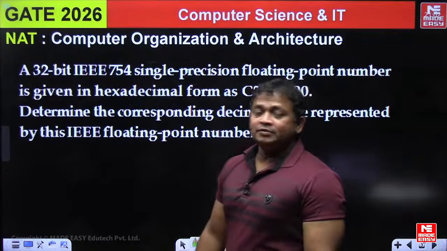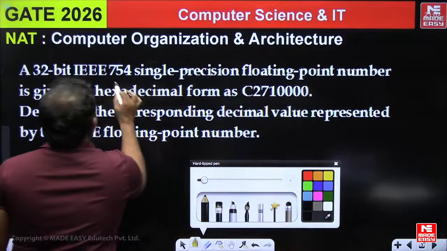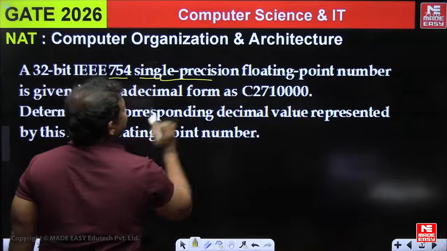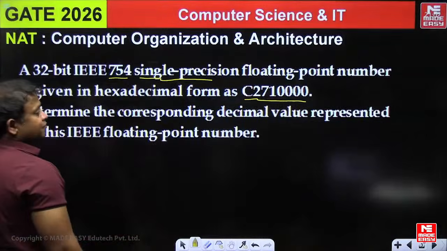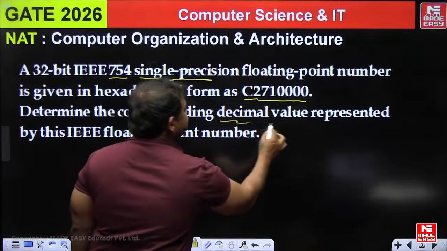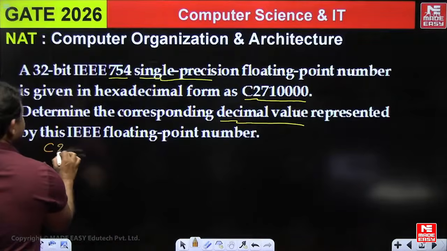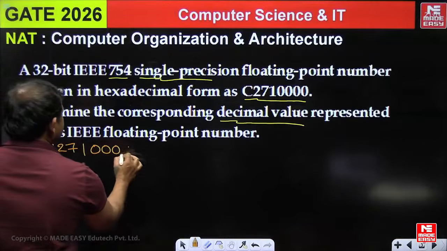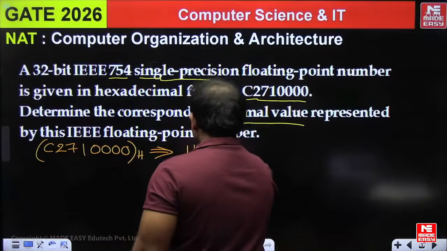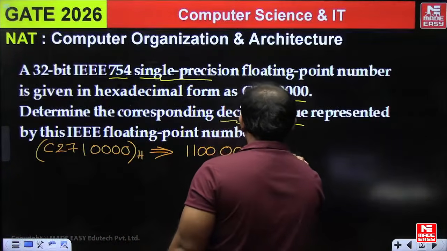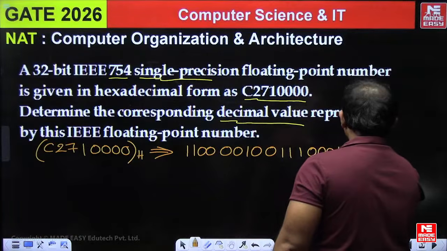The second question we received is a 32-bit IEEE 754 single precision format. This is the hexadecimal notation of a data, and we should find the equivalent decimal value. First take C2710000, the given hexadecimal. Equivalent binary is 1100 0010 0111 0001, and the remaining are all zeros.